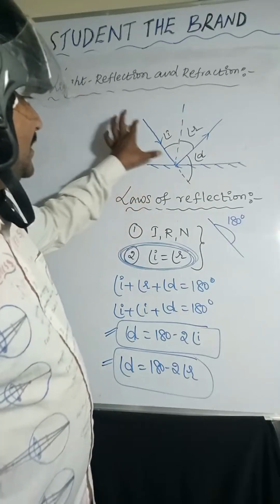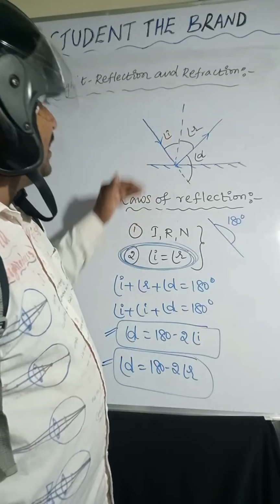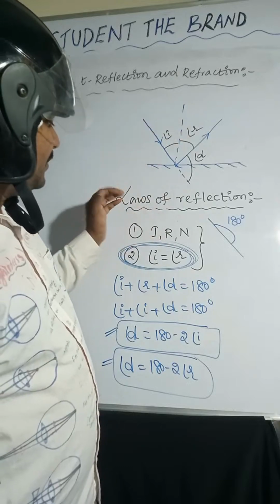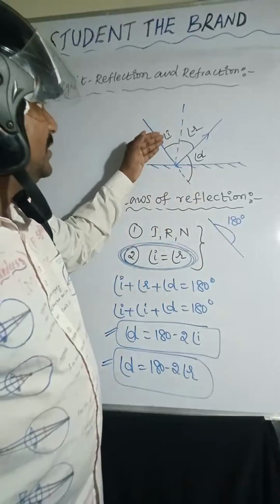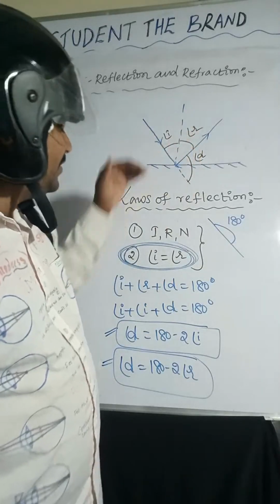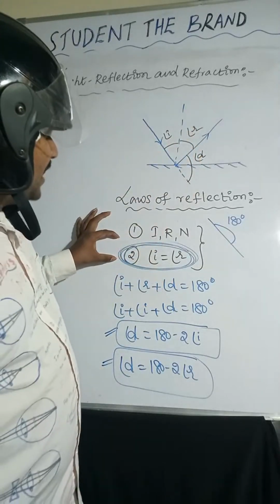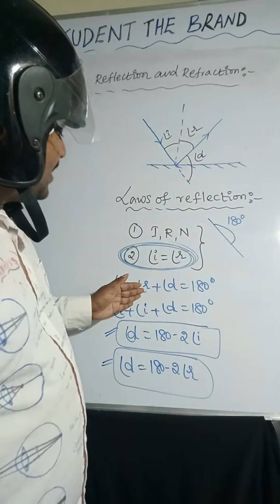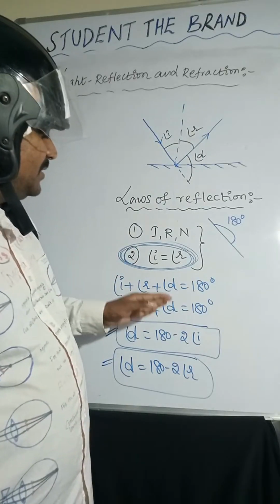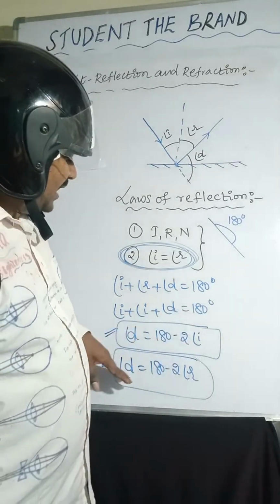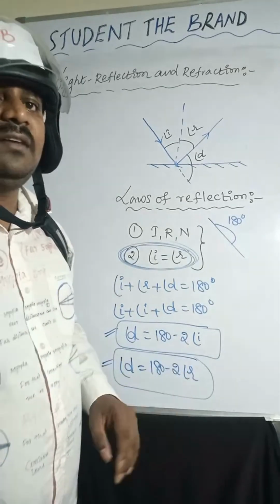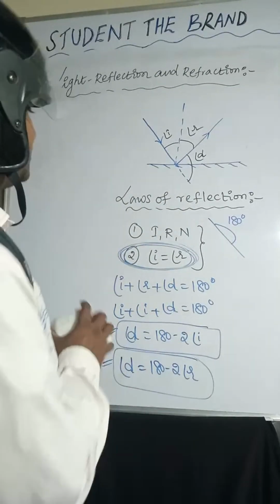Laws of reflection: the angle of incidence is equal to the angle of reflection. The linear angle is 180 degrees. Angle of incidence plus angle of reflection plus angle of deviation equals 180 degrees. From the laws of reflection, in place of the angle of reflection I substitute the angle of incidence. So angle of deviation equals 180 minus 2 angle of incidence, and angle of deviation equals 180 minus 2 angle of reflection. I hope it is very clear. Next one.